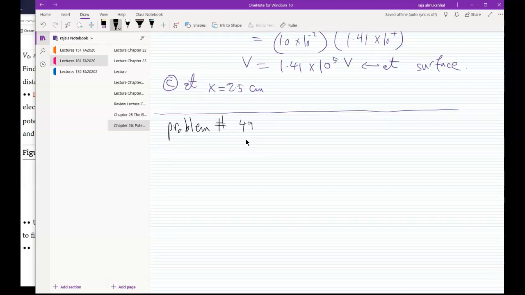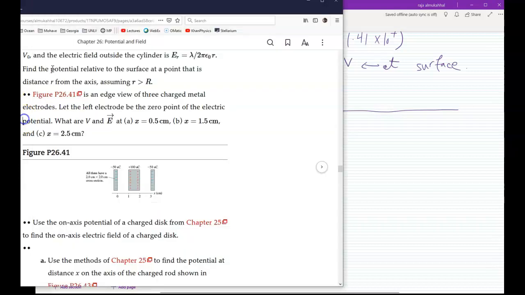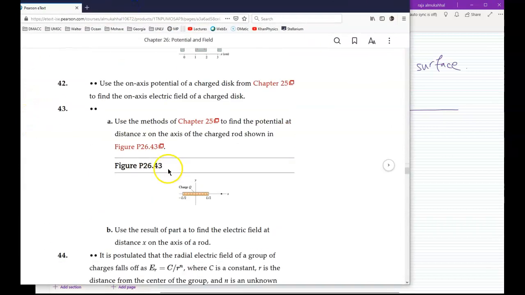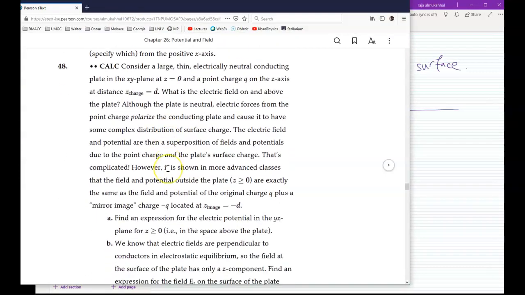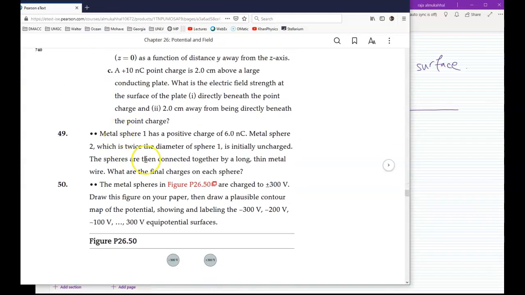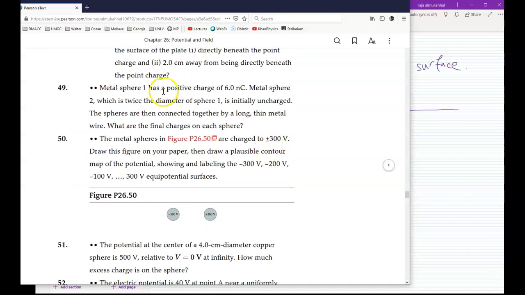Number 49. It can be really tricky. Let's go back to the book and look at it. Right here. Kind of small statement, but it is not terribly easy. All right, he said metal sphere 1 has a positive charge of 6 nanocoulomb.